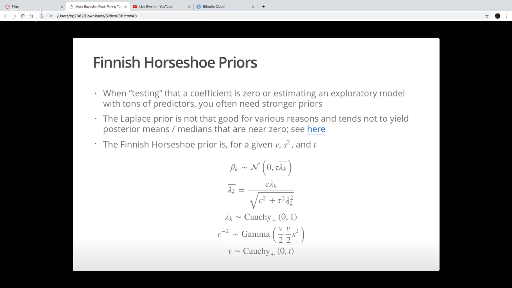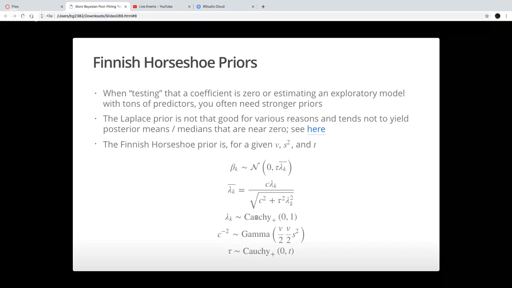Saying for the kth regression coefficient, it's normal with an expectation of 0, but a standard deviation that's equal to tau times lambda k bar. Okay, what are your prior beliefs about tau and lambda k bar? Well, what is lambda k bar? So lambda k bar is this thing: c times lambda k divided by c squared plus tau squared times lambda k squared. Okay, so now what are your prior beliefs about c and lambda k, in addition to your prior beliefs about tau?